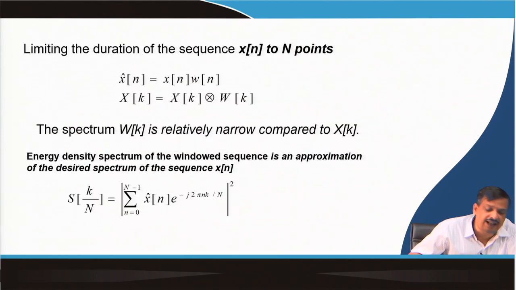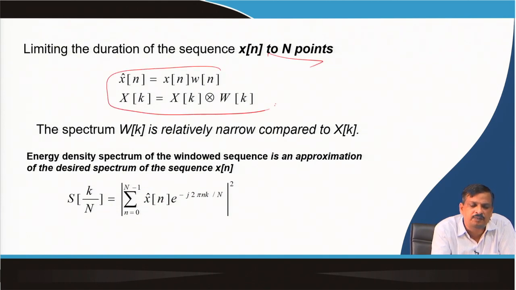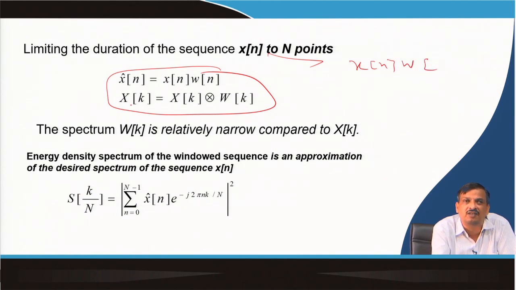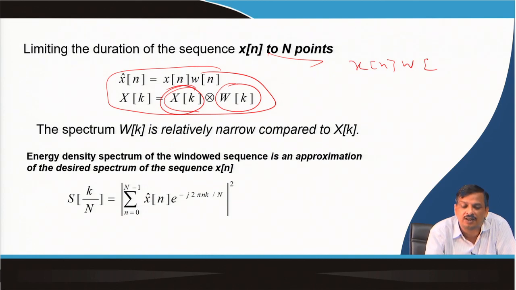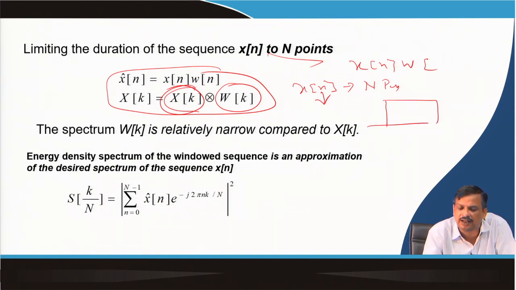Okay. So, in that case, we limit the duration of the sequence to N points. I already explained that once I limit x n by a window function, the spectrum is nothing but a convolution of the window frequency response with the signal frequency response. Let us take an example. Suppose I have an x of n and I take an N point DFT. So, x of n is restricted to N points. How do I restrict it? By multiplying a rectangular window. The rectangular window is 1 for 0 to N minus 1, and elsewhere it is 0.